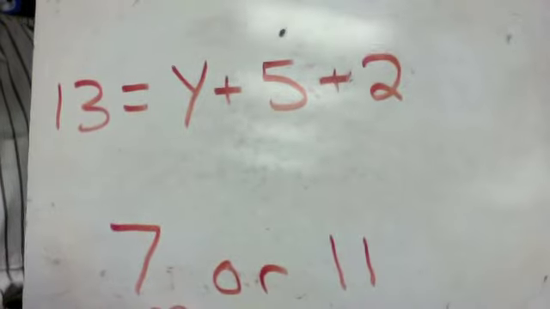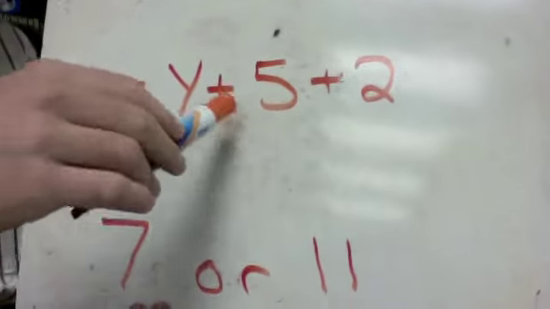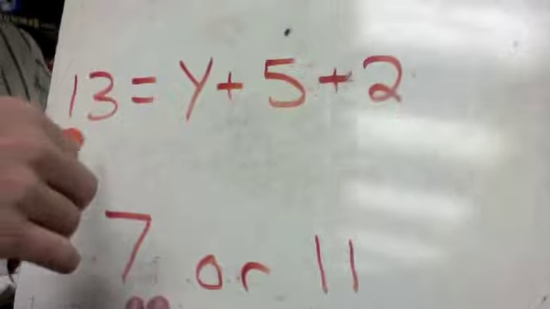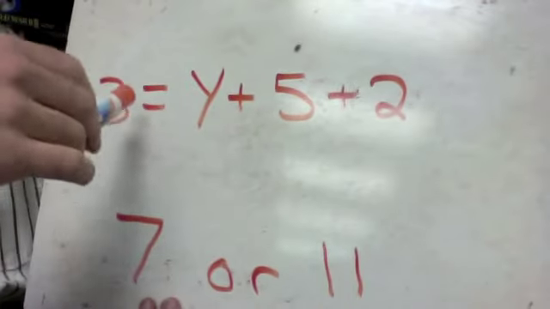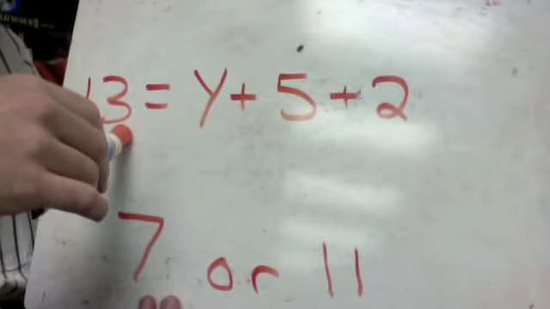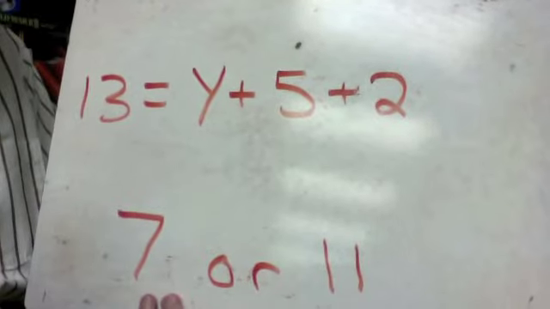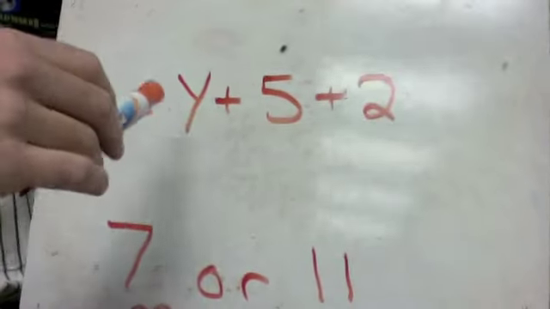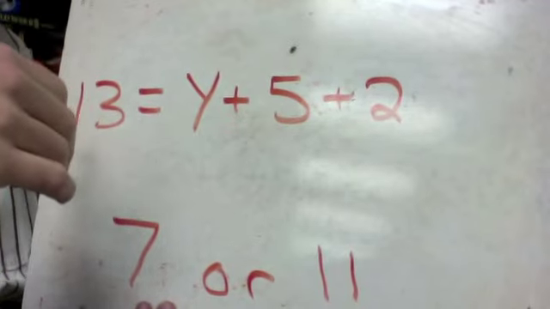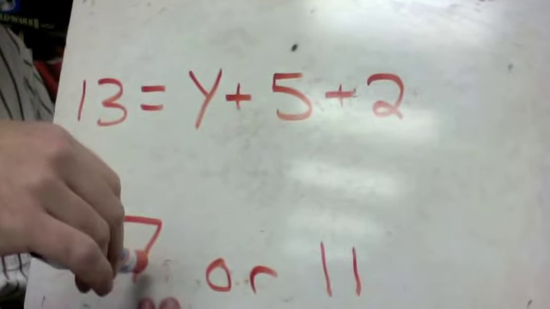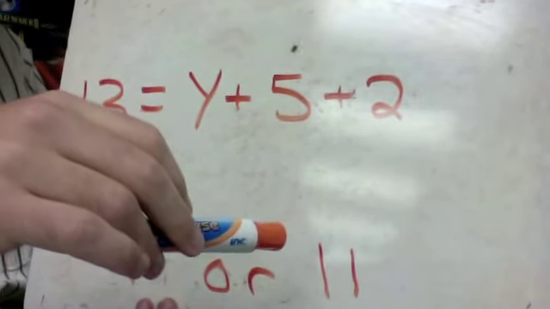All right, last one I think we're going to do, and I flipped this around this time on purpose because, again, this is the same thing. I just put what it's equal to on the opposite side. Okay, so it's not anything different. We're still trying to make this number sentence equal 13. It's just flipped around. So we've got 7 or 11 that we need to try for y.